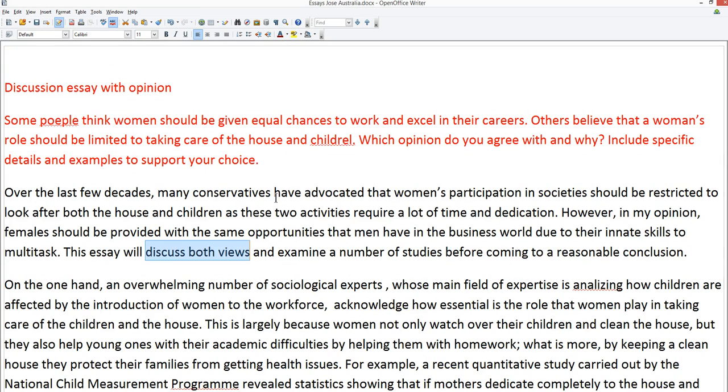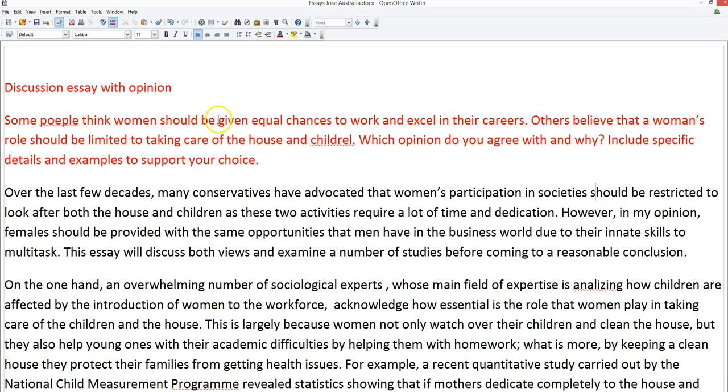Firstly, it's not a discussion question. It says, which opinion? I agree with this opinion, and this is why. It doesn't ask you to talk about both. It's not really a discussion. It's saying which opinion, as in one, do you agree with and why? So you have to choose.